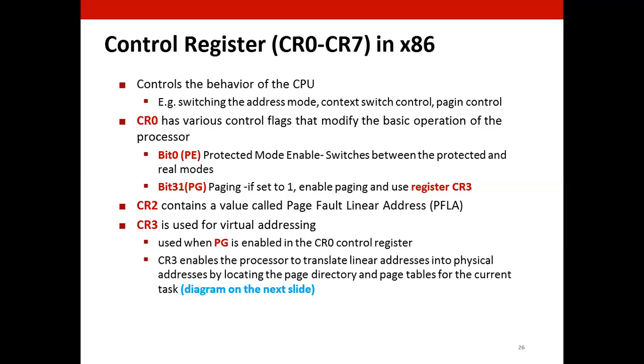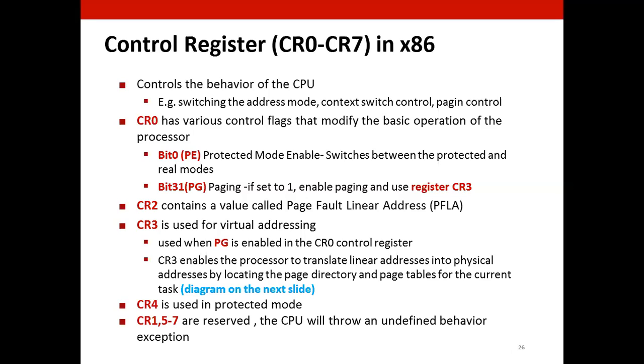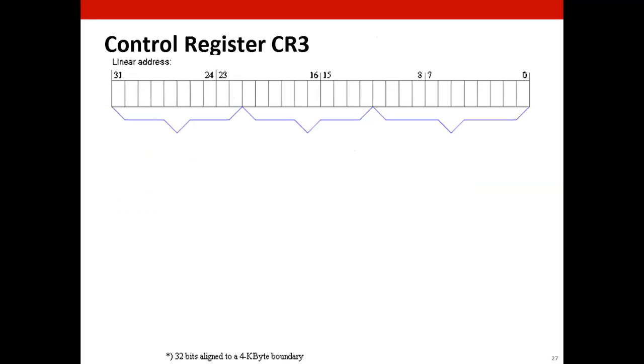We will see a diagram at a glance in the next slide. CR4 is used in protected mode to control some secure protected mode operations. CR1, 5, 6, and 7 are reserved. The CPU will throw an undefined behavior exception. The control register of prime importance in our discussion here, namely virtual memories, is the CR3 register that we said is used for this virtual to physical translation.